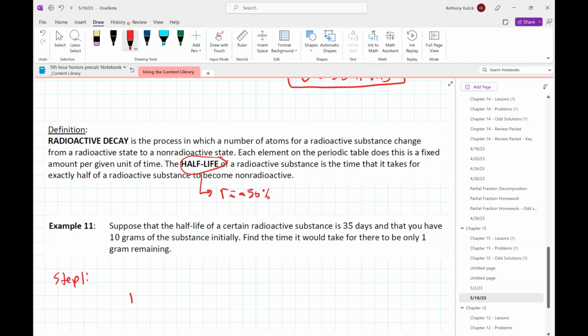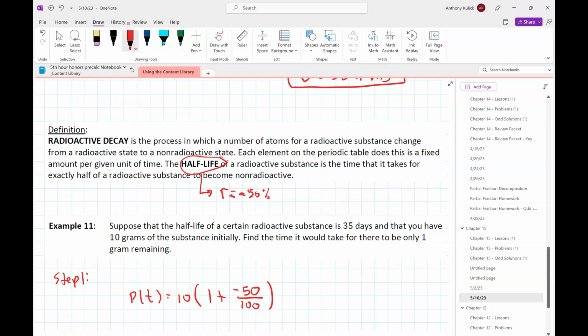So step 1, P of t equals, the initial value is going to be the amount of substance we had at the start, which in this case is 10, right? Because it's radioactive decay, I know that the R is 50, and when I say 50, I mean negative 50. Obviously, I didn't write that.